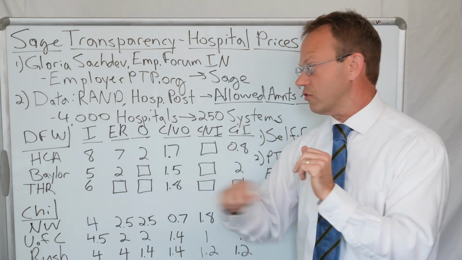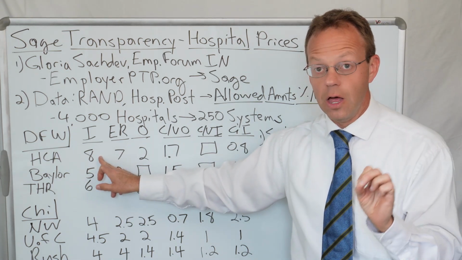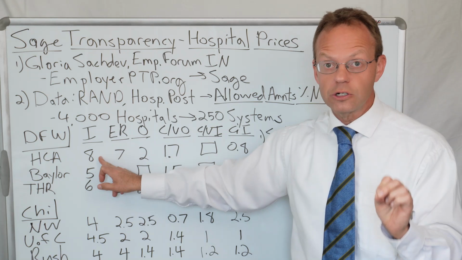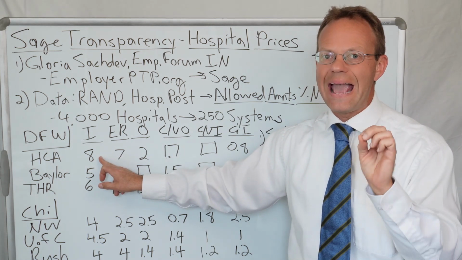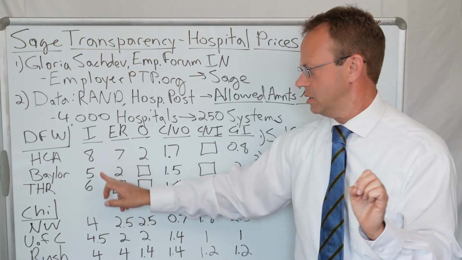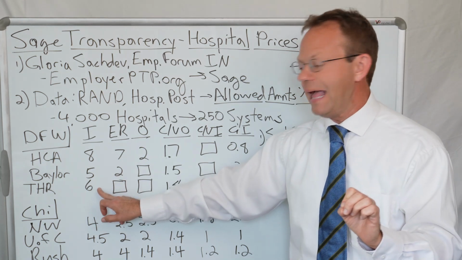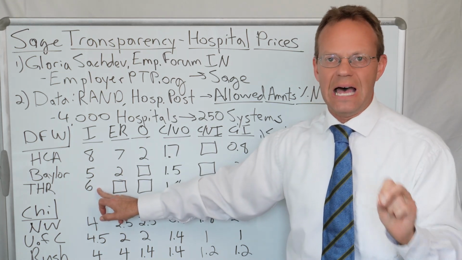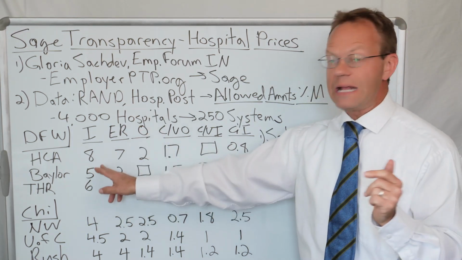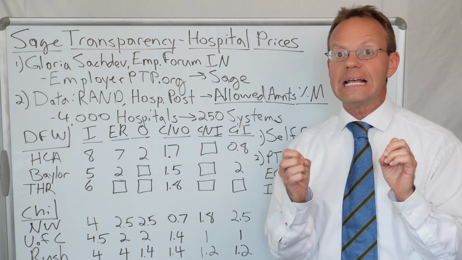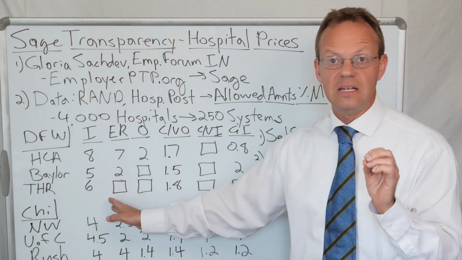However, the average across all of those carriers for imaging at HCA is 8 times the Medicare rate. Employers in Dallas-Fort Worth, when their employees get imaging done at an HCA hospital, are paying 8 times what Medicare pays. At Baylor, they are paying 5 times what Medicare pays. At Texas Health Resources, they are paying 6 times what Medicare pays. You get the idea. Notice, I kind of ranked them here. So imaging is exorbitant at these hospital systems in Dallas-Fort Worth.